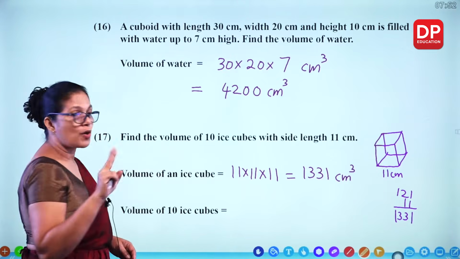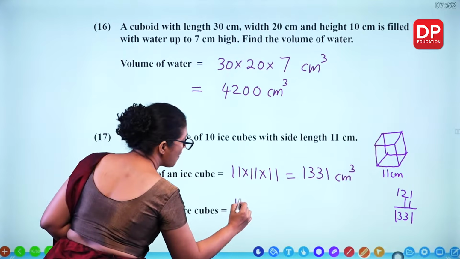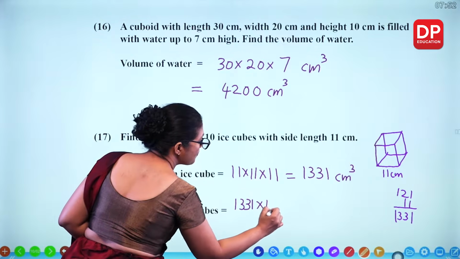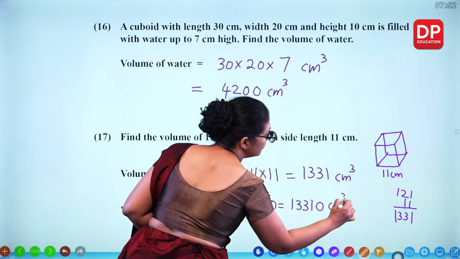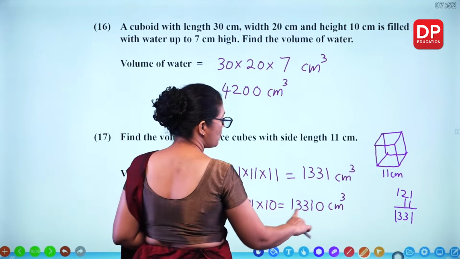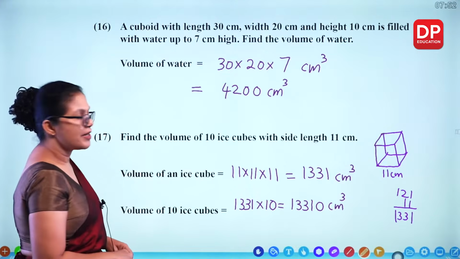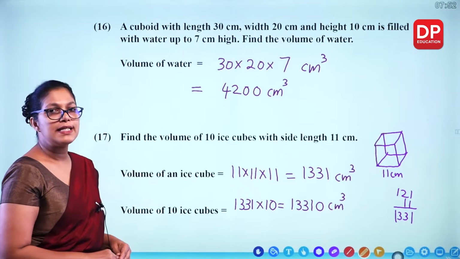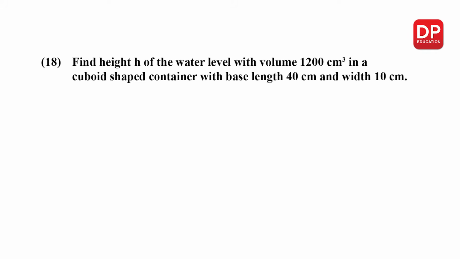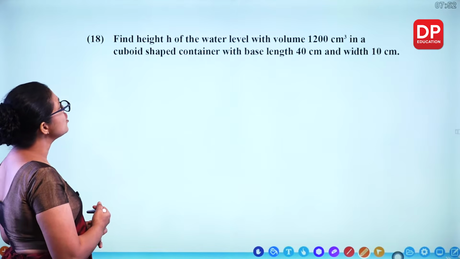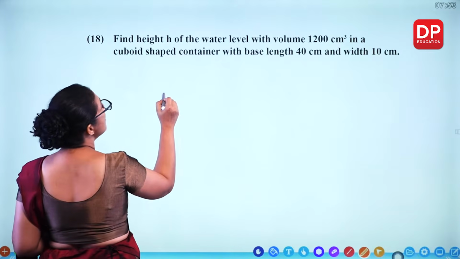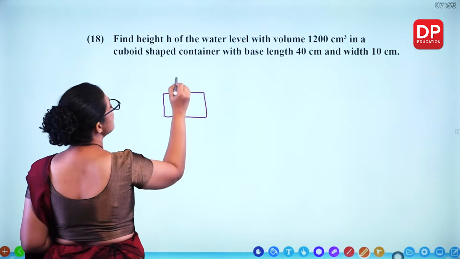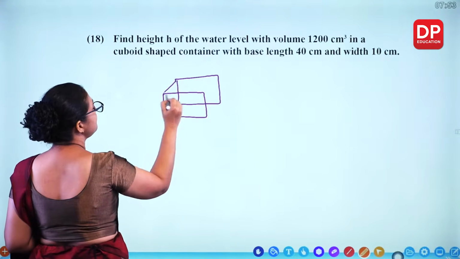Then volume of 10 ice cubes. 1 is this much. What about 10 cubes? So you have to multiply by 10. 13310 cubic centimeters. So how do you read this? 13,310 cubic centimeters. Find the height h of water level with volume 1200 cubic centimeters in a cuboid shaped container with base length 40 and width 10 centimeters.